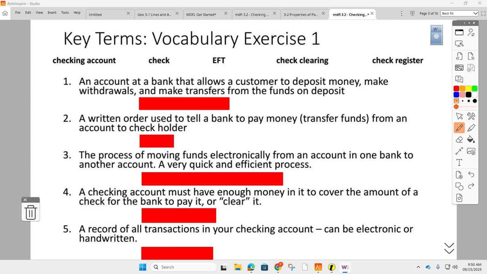All right, so what's number one? What do you think, Taj? An account, say it again? Checking account, yeah. My board turned off. What's number two? A written order used to tell a bank to pay money and transfer funds from an account to a check holder. You got it? Check.